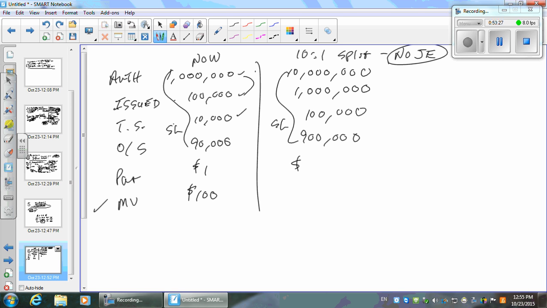What's your par stated value going to be? There's no journal entry, guys. How much was in the account common stock? 1 million, or 100,000 shares at what? $1. So it's $100,000. Still has to be $100,000 because there's no journal entry. If there's 10 times as many shares, what's going to happen to the par? It's going to be 1/10 as much. It's going to be 10 cents per share.